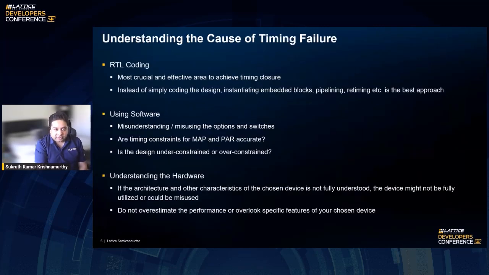Understanding the cause of the timing failure is very important to meet timing closure. Let's start with RTL coding. RTL coding is the most crucial and effective area to achieve timing closure. We always say that instead of simply coding the design to meet the functionality, you can always instantiate embedded blocks or use pipelining or retiming techniques as the best approach to meet timing closure.